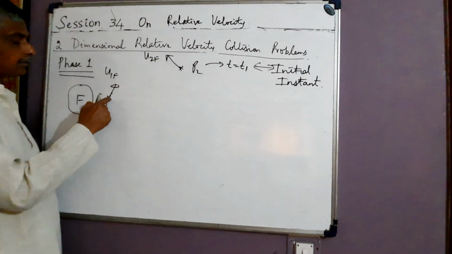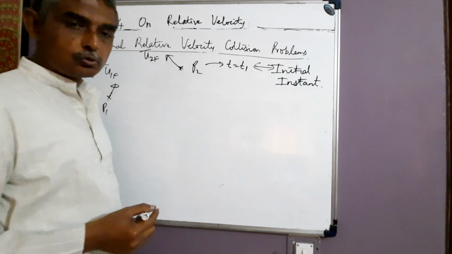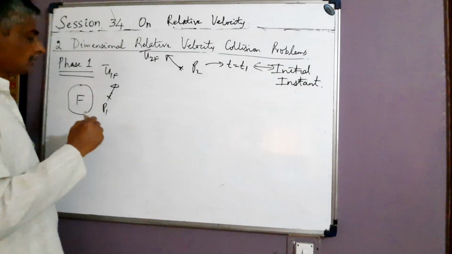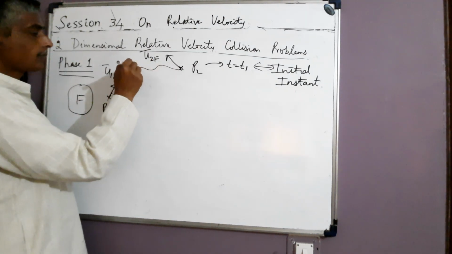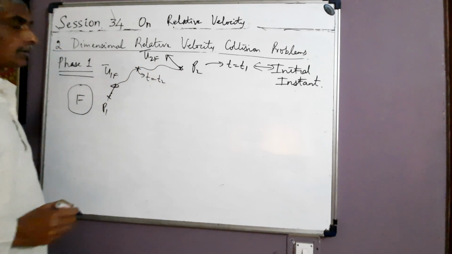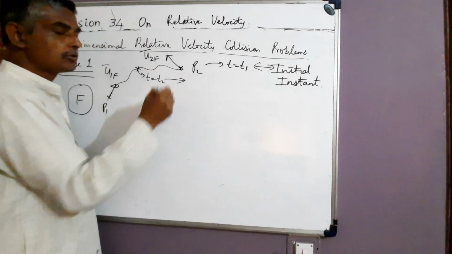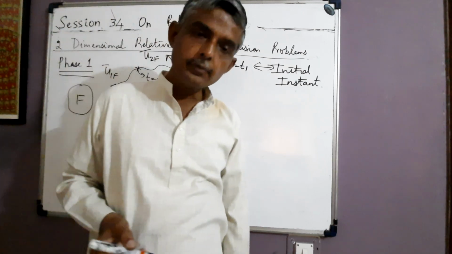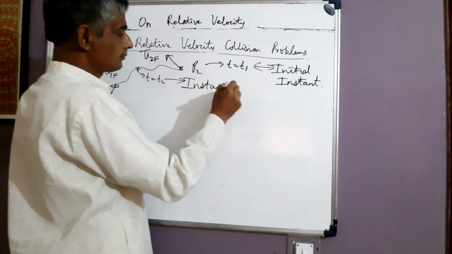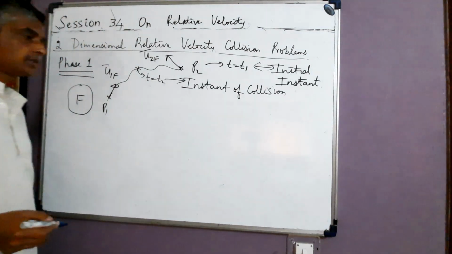At t = t1, P1 is having a velocity u1f with respect to F, and P2 is having a velocity of u2f with respect to F at the initial instant t = t1. Now what happens? They move in some arbitrary way and they collide here at t = t2, say. So t = t2 is the collision point where the two points collide. This is the instant of collision. t2 is the instant of collision.